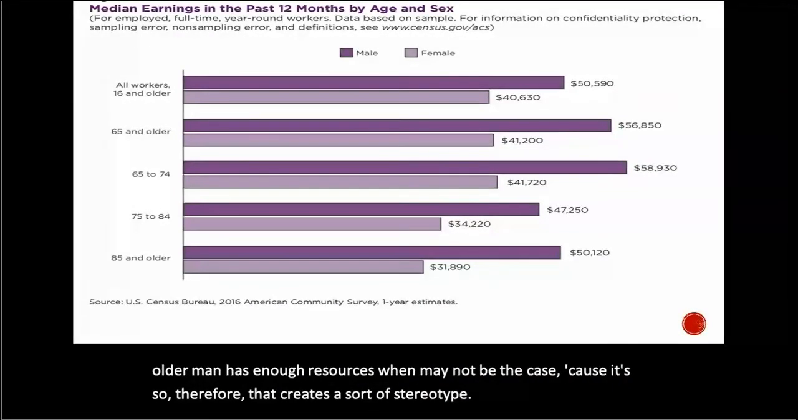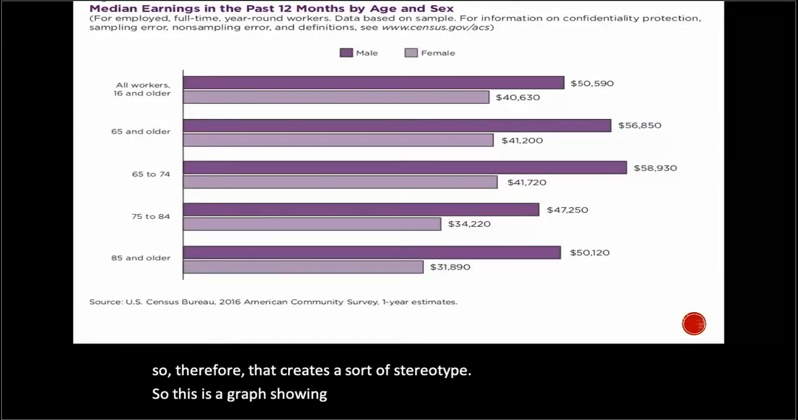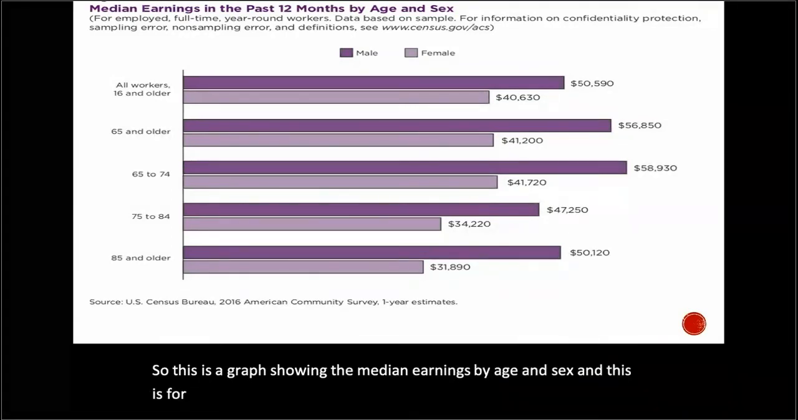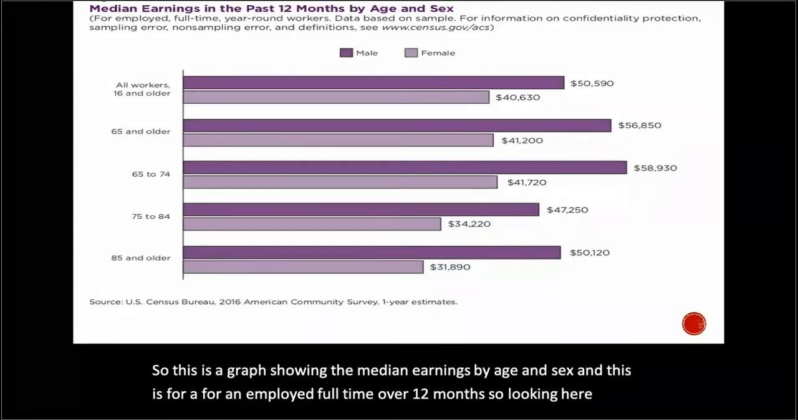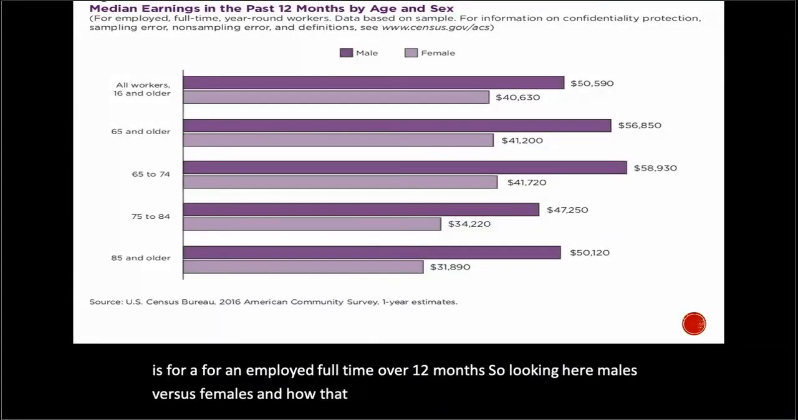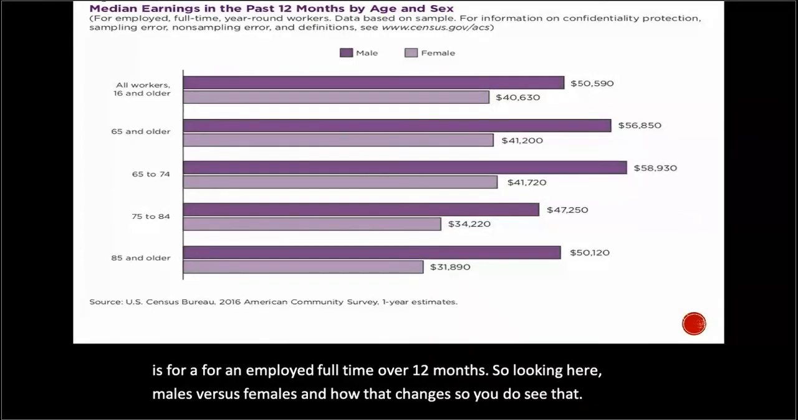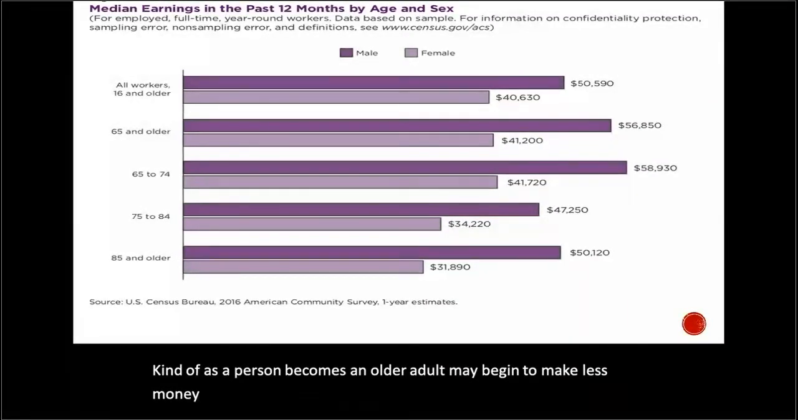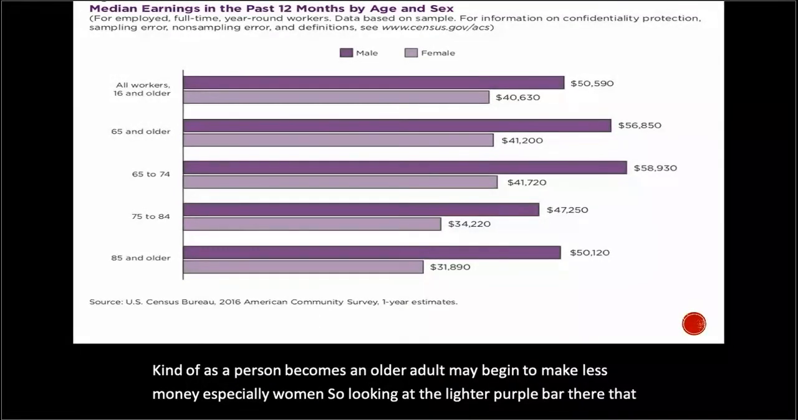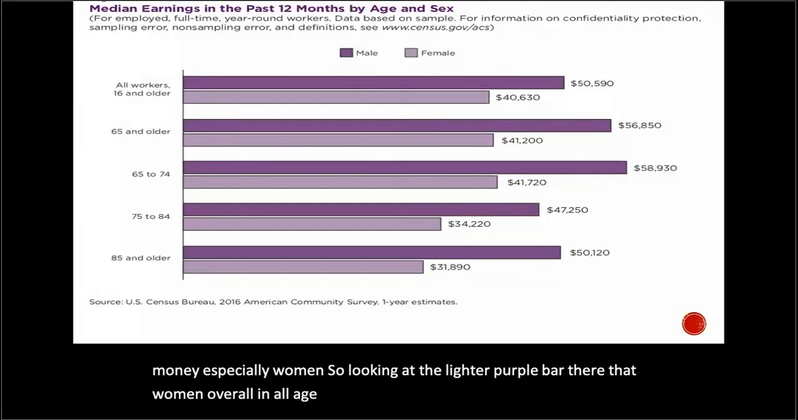So this is a graph showing the median earnings by age and sex, and this is for those employed full-time over 12 months. So looking here, males versus females, and how that changes. You do see that as a person becomes an older adult, they may begin to make less money, especially women. So looking at the lighter purple bar there, women overall in all age groups, we know, make less than men do.